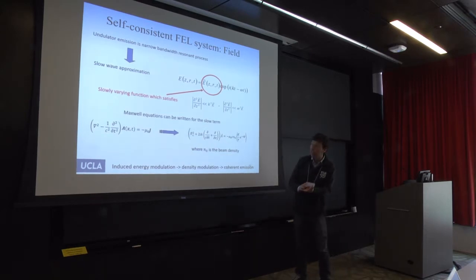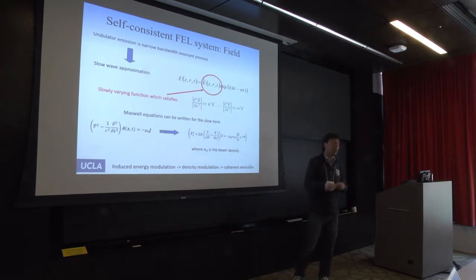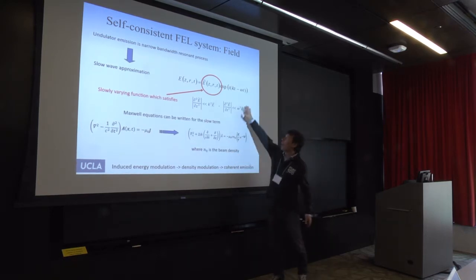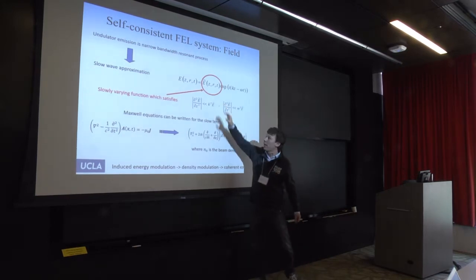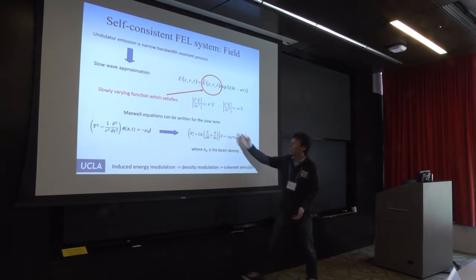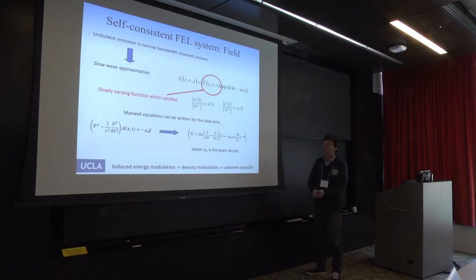You have to complete the system by looking at what happens to the field amplitude. The undulator emission, because you have this interference effect, is actually narrow banded. Most of the analysis in the theory is done in the so-called slow wave approximation, in which you separate the field into a fast oscillation at the frequency of the emission and a slowly varying amplitude. It is slowly varying in the sense that compared to the radiation cycle, this field is more or less constant.